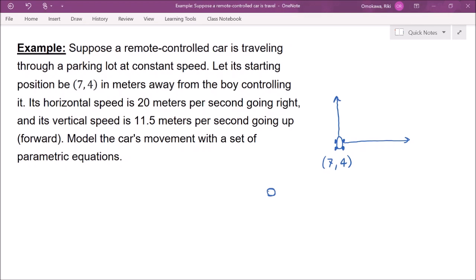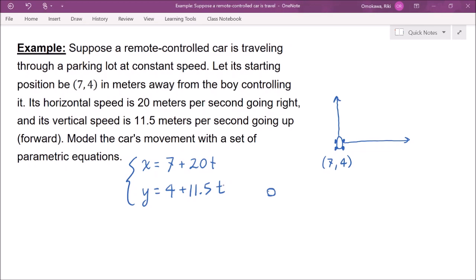And the way they've given us this information, it's pretty easy to come up with parametric equations for the motion. So we've got the x value of the car starts at 7 plus, it's a constant rate, so 20 per second, so plus 20t. And then its y value starts at 4. And then we're going up or forward, so plus 11.5 per second, and we're done. These equations give the position of the car after t seconds have passed.